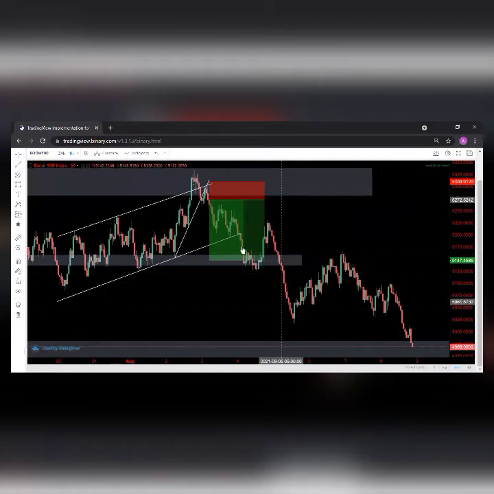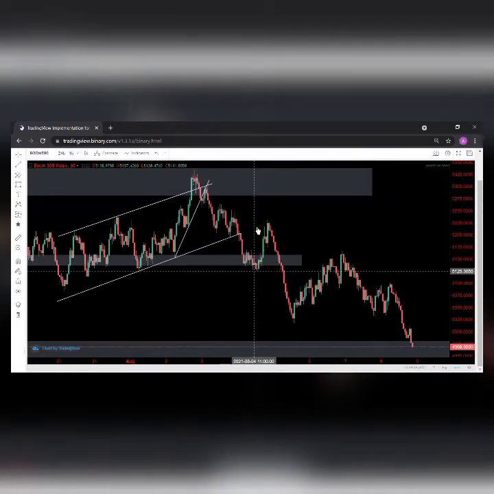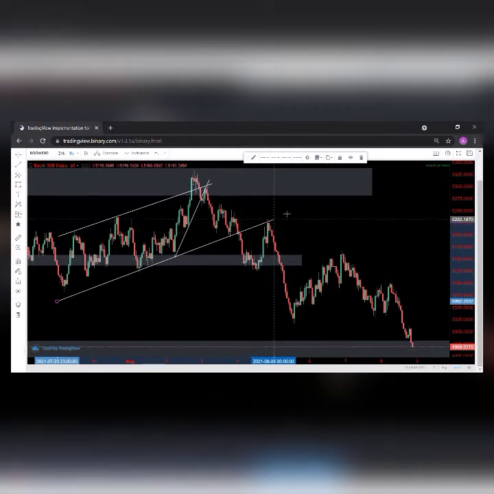The market still continued. Now I want you to see something. This pullback that occurred here also gave another entry. How? If you extend your trend line, you see it was a retest of the trend line.